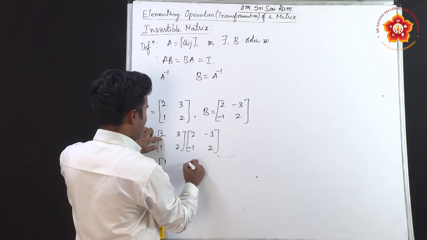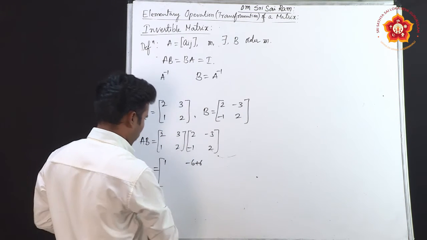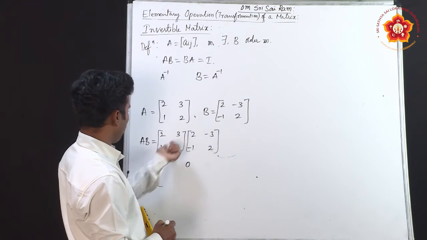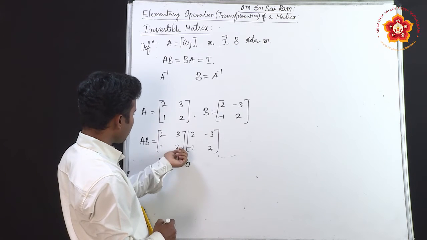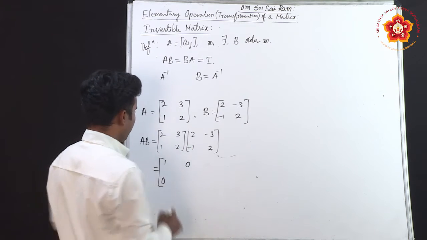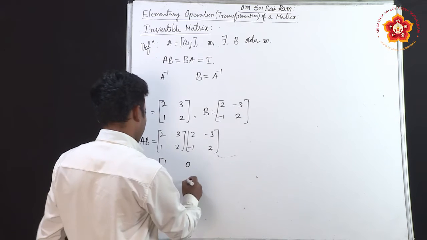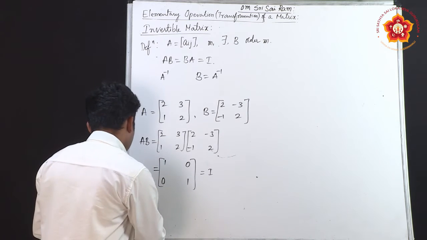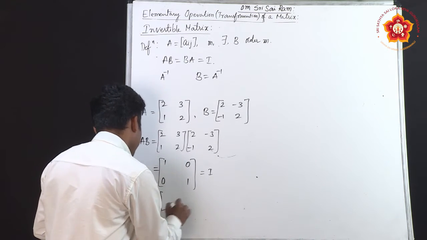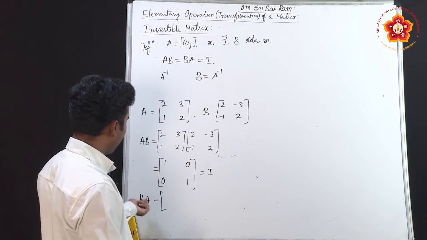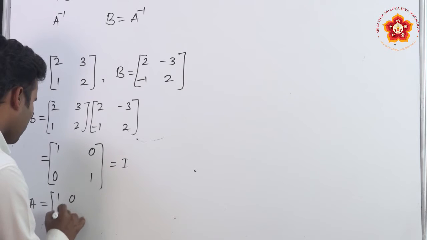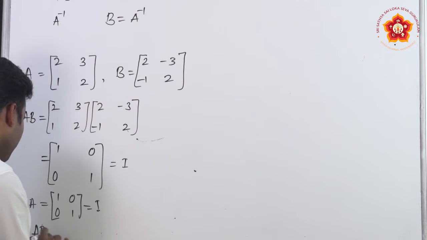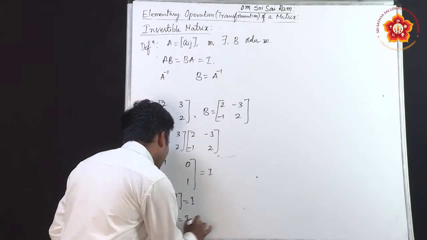Now, 2 into 3 is 6, minus 6 plus 6, it will be 0. For this entry it will be 0, and for this one, 1 into 2 is 2 and this one is minus 2, it will be 0, and this one minus 3 plus 4, it will be 1. This represents the matrix I. In a similar way, you can check BA. If you find BA, you are going to have [1, 0; 0, 1], that is equal to I. So, we can say AB is equal to BA is equal to an identity matrix.